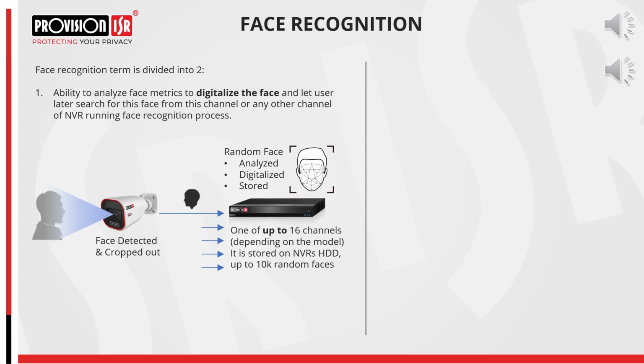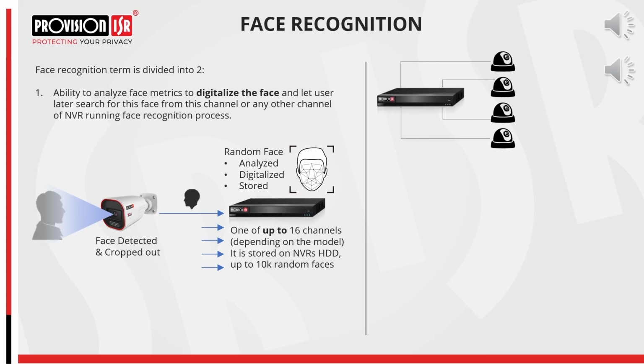Let's assume an NVR with 4 connected cameras. The first 3 channels are configured with face recognition on the NVR, while the 4th channel is configured for face detection only. This means that when a person is detected, only the first 3 channels generate a digital face signature that can be used for searching later. As a result, face recognition searches are possible only on those 3 channels.